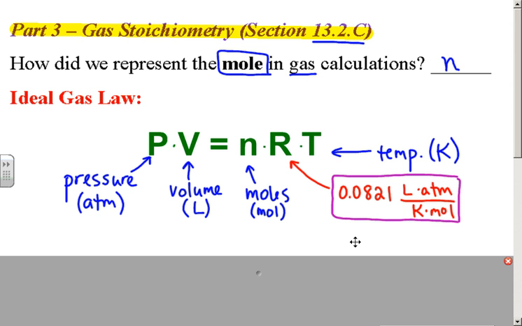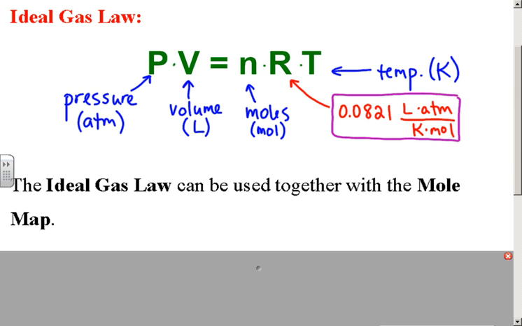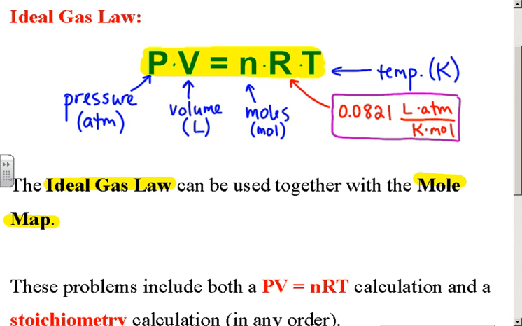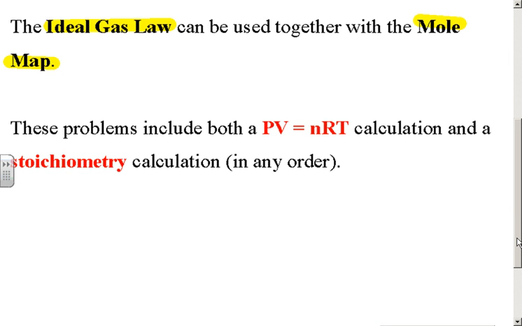We'll focus on ATM. So what we're going to do here is use the ideal gas law, which is the fancy name for this PV equals nRT, or as you might have heard it called before, PIVNERT. So this PIVNERT, or ideal gas law equation, can be used together with the mole map. We're kind of combining what we know about gases and moles. For these problems, what you'll find is that they have two parts. They're going to have a PV equals nRT calculation, and they're going to have a stoichiometry calculation.